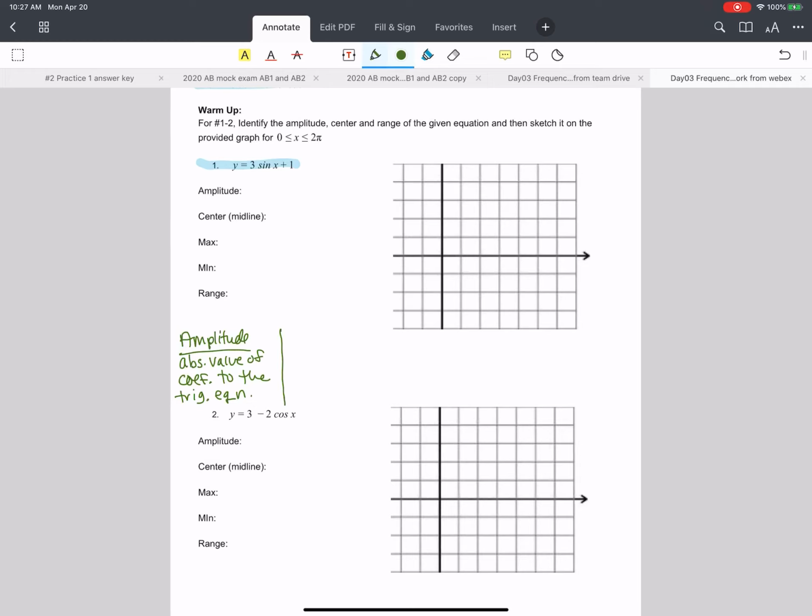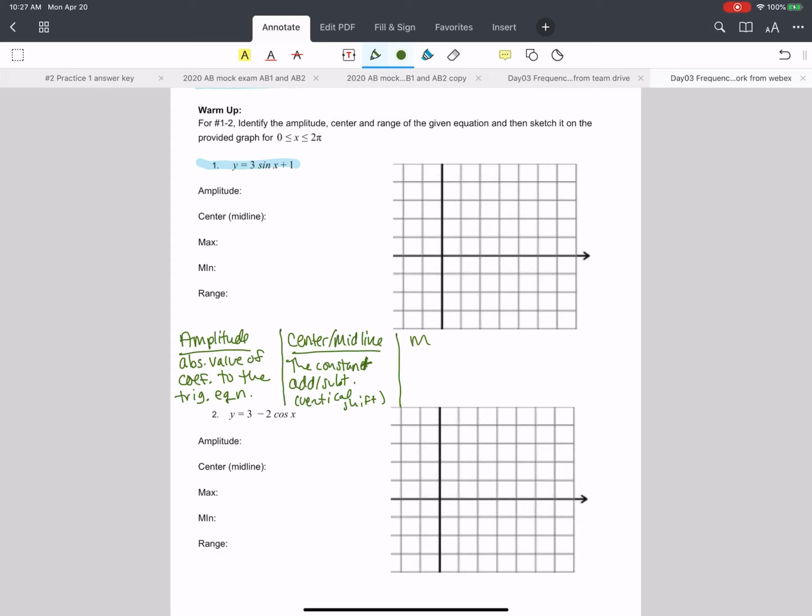Then you should also be able to identify the center, or what's also called the midline, both of those, doesn't matter. And that is the constant that is added or subtracted. It is also known as a vertical shift.